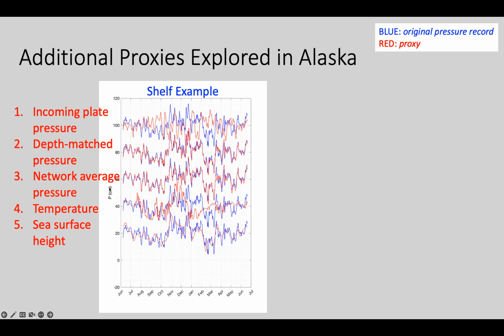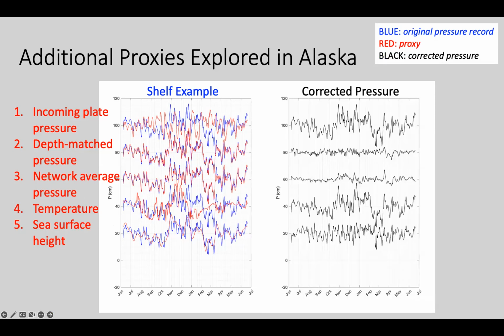The third was something we developed called the network average pressure, where we essentially took all of the pressure records on the shelf, normalized them, averaged them, rescaled them. Similarly for the slope, all the records on the slope, normalized them, averaged them, rescaled them, and applied that as a proxy. Then we also looked at co-located temperatures and sea surface height from satellite altimetry, and scaled those appropriately to try to minimize the RMS of the residuals.